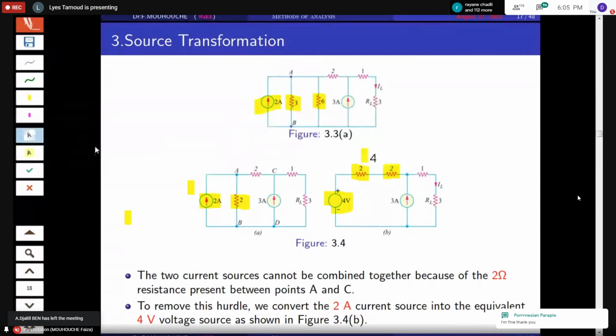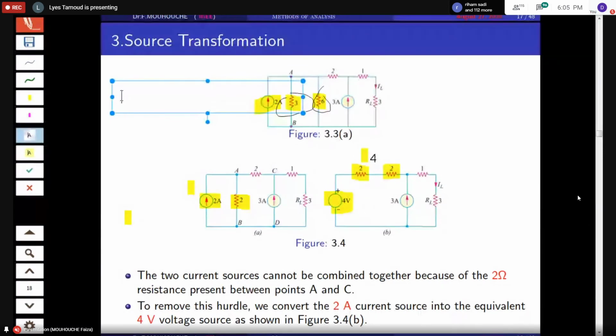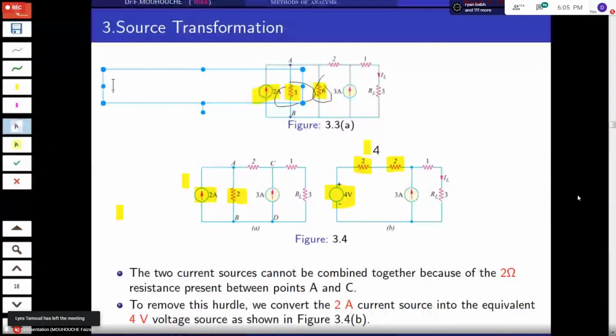And here we have 2 resistances in parallel. We calculate the equivalent. We have 1/3 plus 1/6, all to the power of minus 1, equal to 2 ohm.